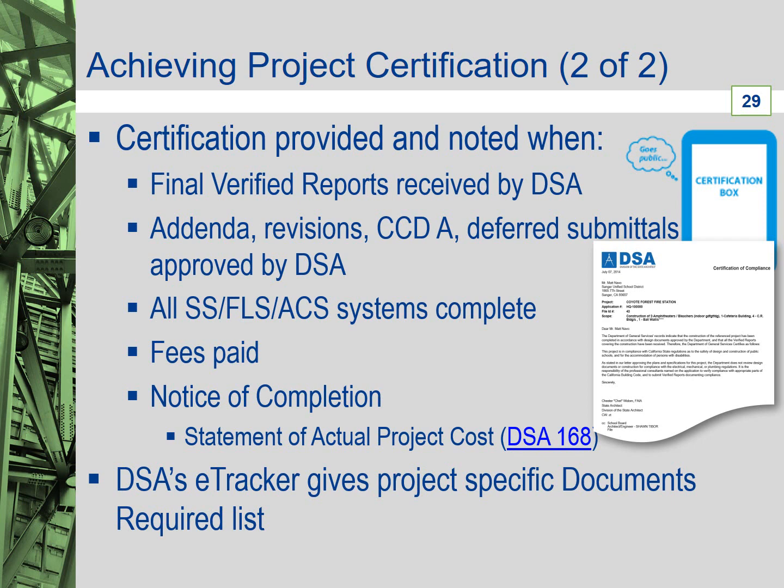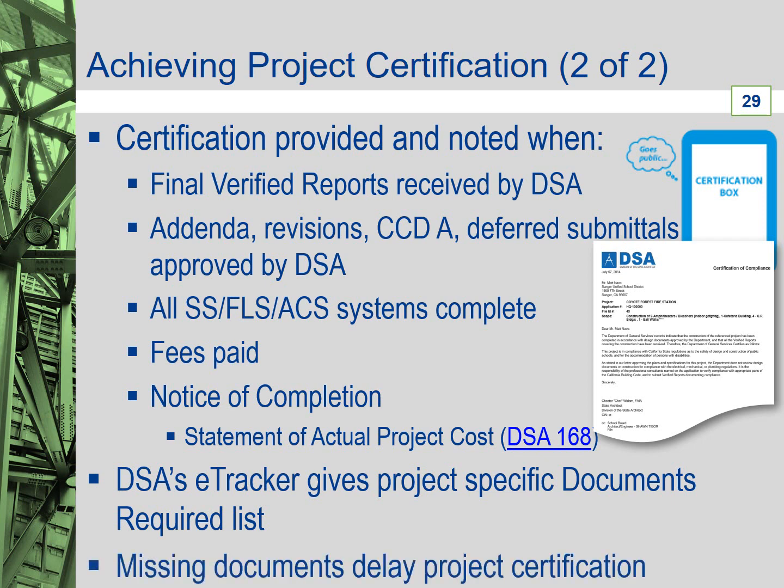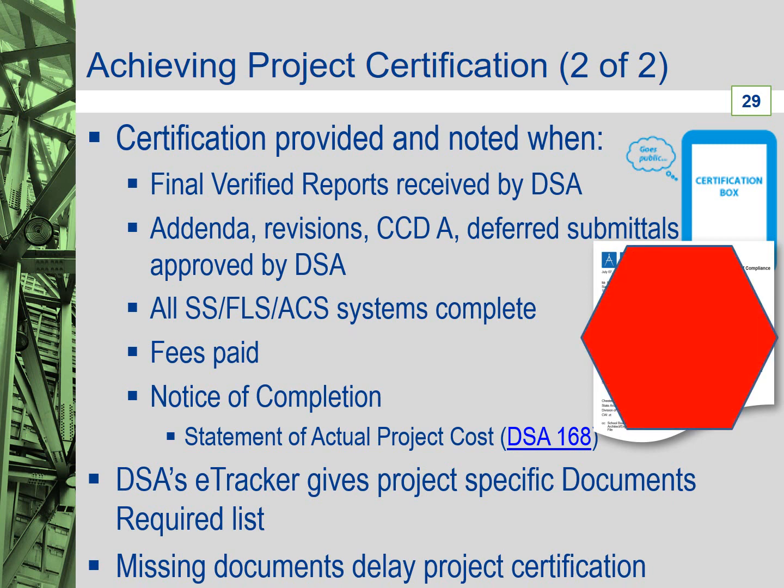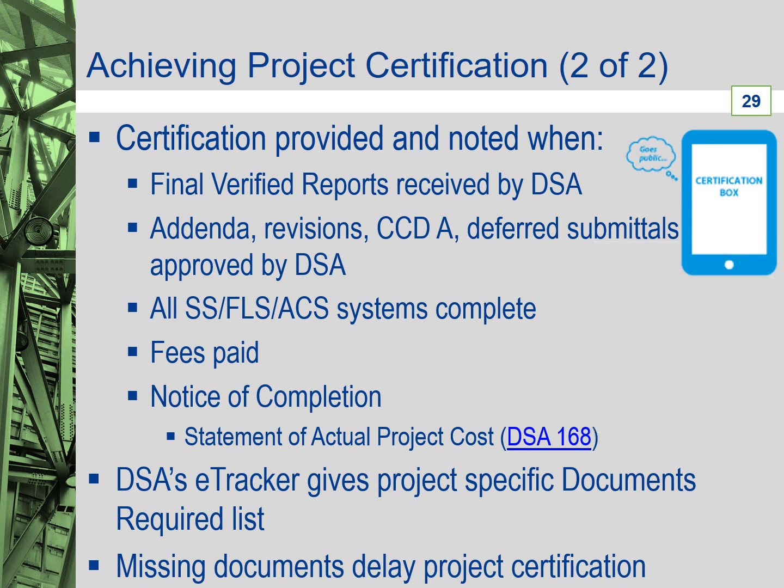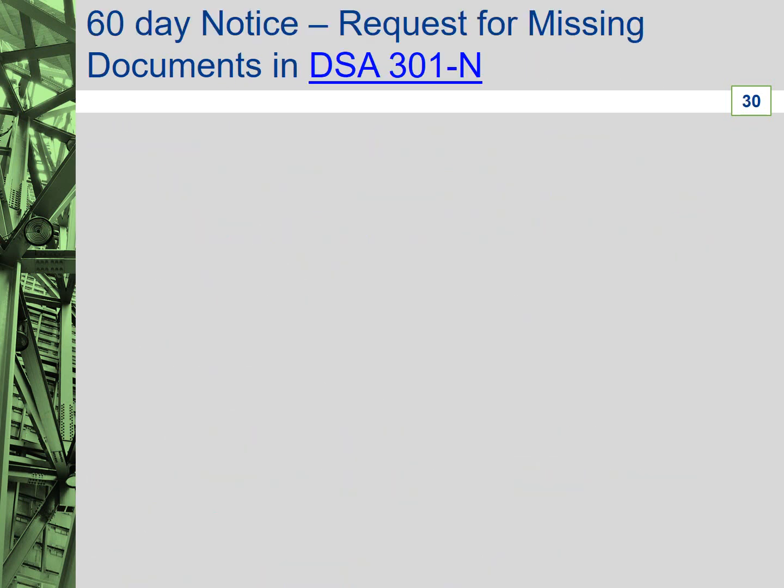The Certification of Compliance letter will be issued to the school district and design professional via mail and posted in DSA certification box. Unfortunately, missing documents frequently delay project certification. When there are missing documents for a project, certification is not possible. As noted in the previous slide, all project-specific required documents can be seen online at DSA's eTracker, DSA's online project tracking tool, in the Documents Required list.